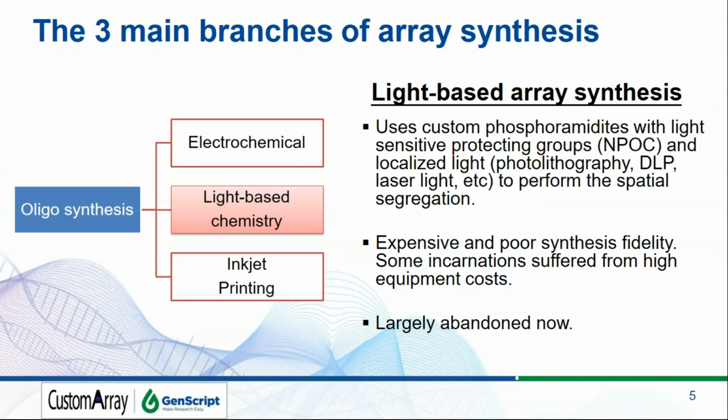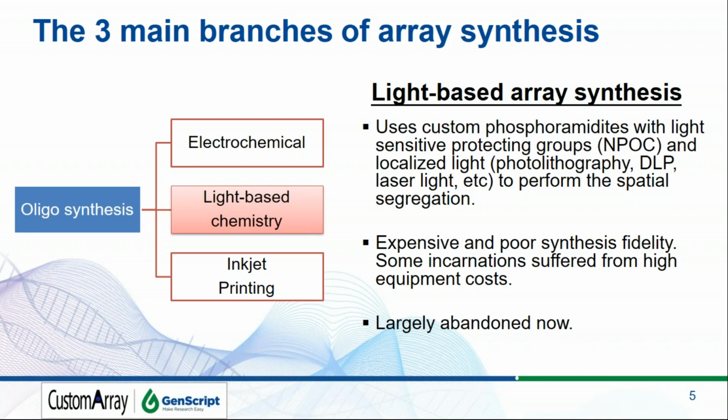Now, very quickly, the light-based chemistries. This is kind of the granddaddy of array synthesis. One of the first ones was developed. This particular method used custom phosphoramidites. Phosphoramidites are the individual building blocks, the A, the C, the G, the T, along with some light-sensitive protecting groups that allowed the use of localized light.